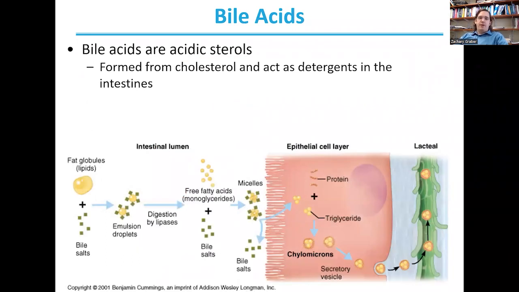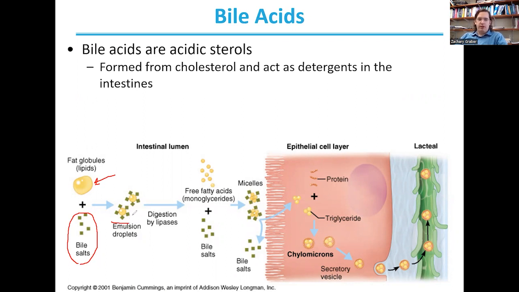The additional polarity of our bile acids enables them to act as detergents within our digestive system. So our bile acids will be released into our intestines in order to help to digest fats. As our fats are going through our digestive system, they'll form fat globules, or they'll be clumping together due to the hydrophobic effect. And our bile salts will act as a detergent to help to break up these fats into smaller droplets through the formation of an emulsion.